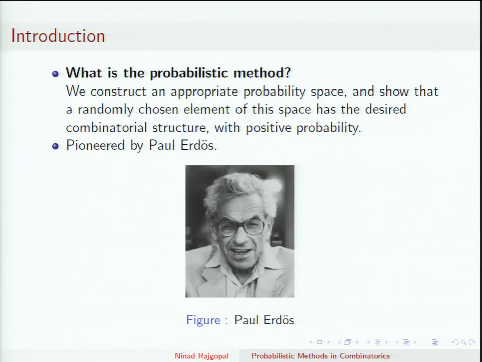This was pioneered by Paul Erdős. I think a lot of people would have heard his name here. He's one of the most prolific and one of the greatest mathematicians. He is a Hungarian mathematician who has done a lot of his work in discrete math, and most of the problems which we look at have been started or conjectured by him.